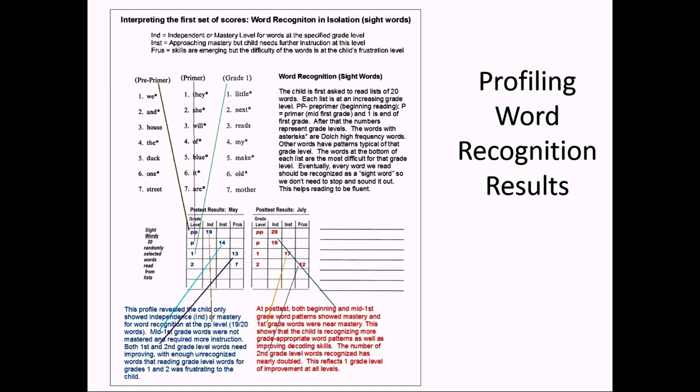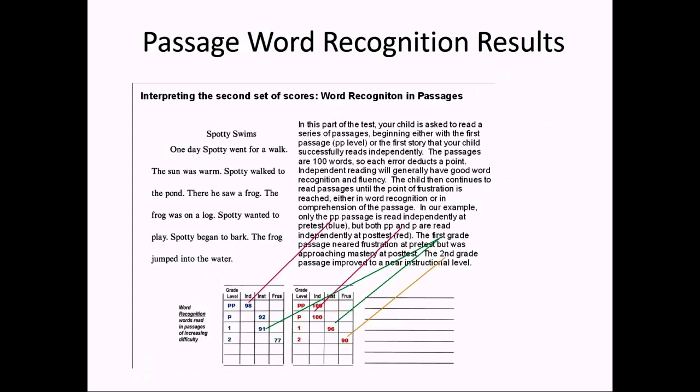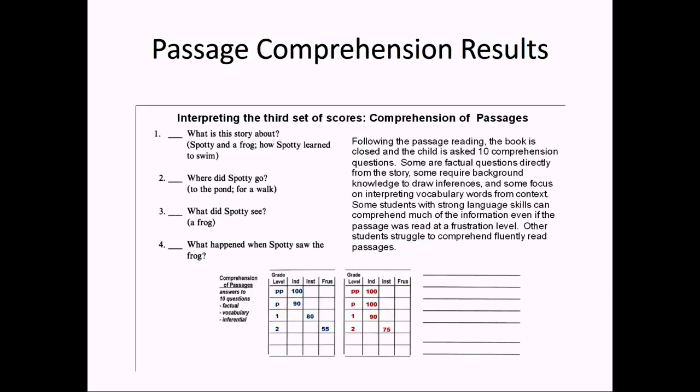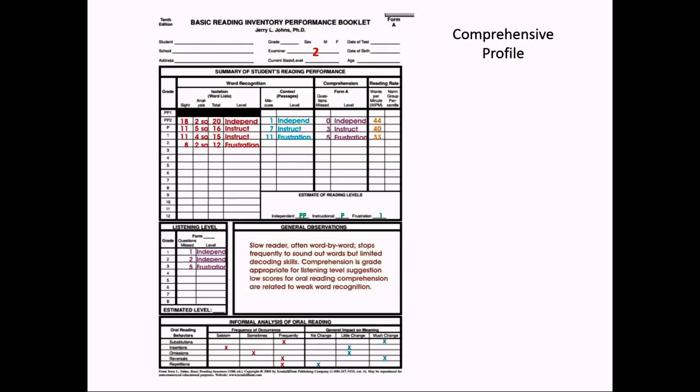At post-test, several months later, the child now could read both the PP and the PP words at an independent level, had moved up to the instructional level for the first grade words, and had moved close to the instructional level for second grade words. So again, it gives you a nice way of looking at progress across time. This is the same thing only for word recognition passages, and finally the same thing for comprehension. And you can see comprehension continuing to improve across time as well.